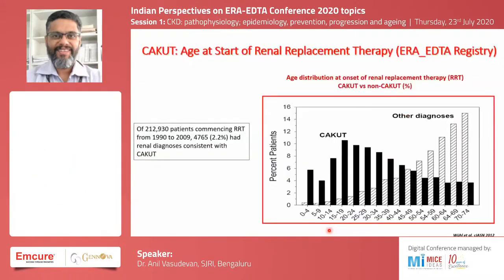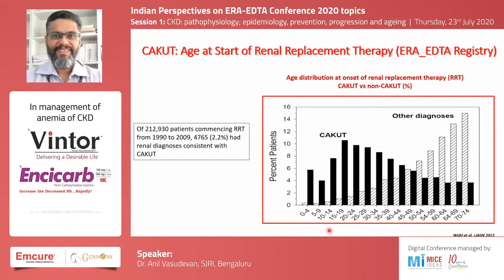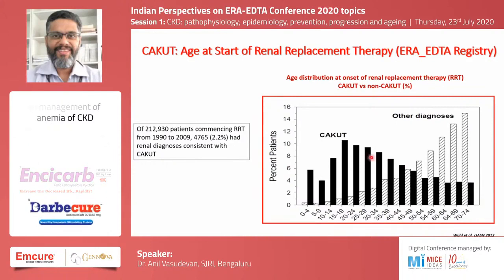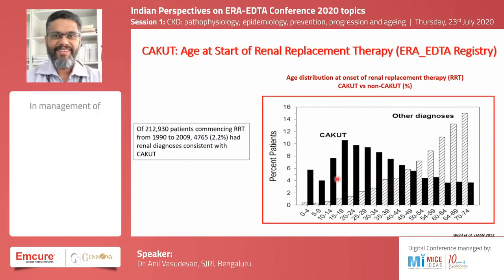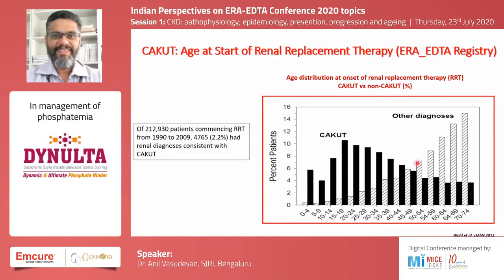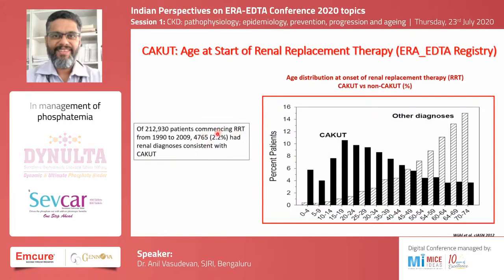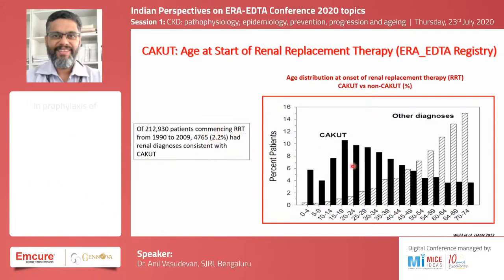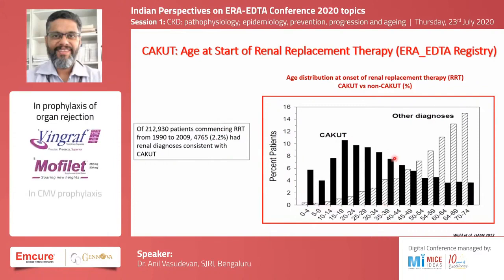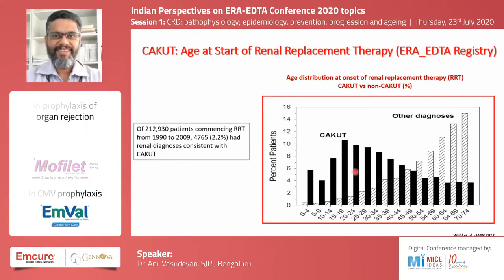And CAKUT with CKD clearly impacts the quality of life, and many of these children gradually progress to end-stage renal disease, often between 15 and 25 years of age. As you can see, although it constitutes only 2% in the overall European registry for those on dialysis, the majority of the young population who enter into dialysis have underlying CAKUT.